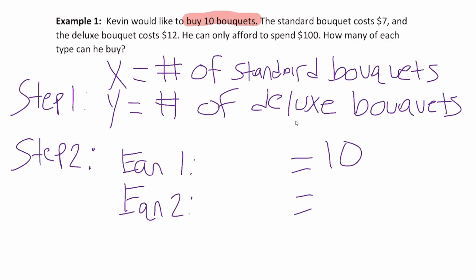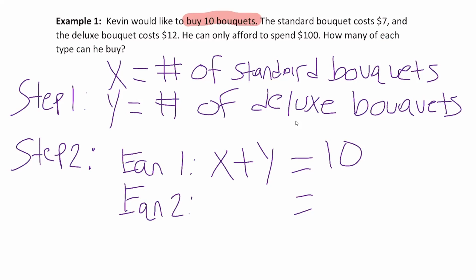So what does 10 represent? That represents the number of bouquets together. So that's the number of standard and deluxe. So that would be X plus Y. X plus Y equals 10. Because, for example, you could have 2 standard bouquets and 8 deluxe bouquets. We don't know what X and Y are, but that's our first equation. It's about the quantity, about how many of the things he's going to buy.